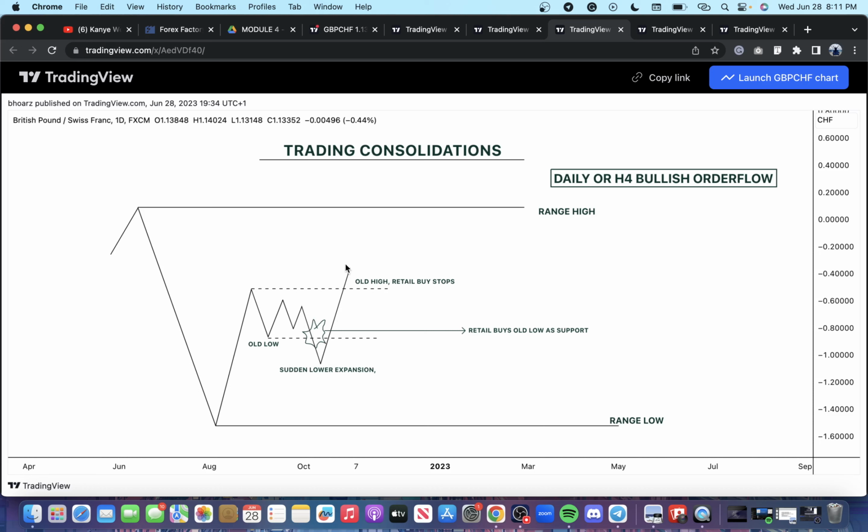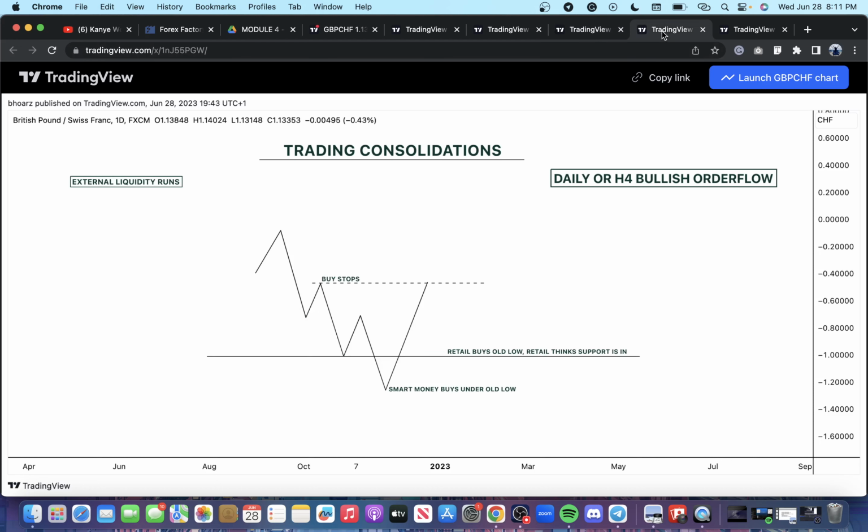And then the market runs higher for the old high where retail has buy stops, and then eventually the market is going to run for external liquidity up here.